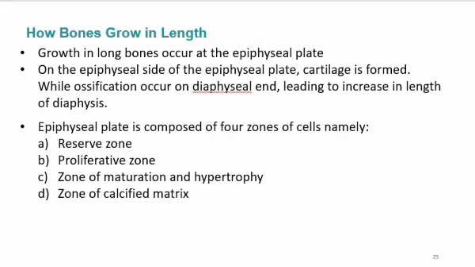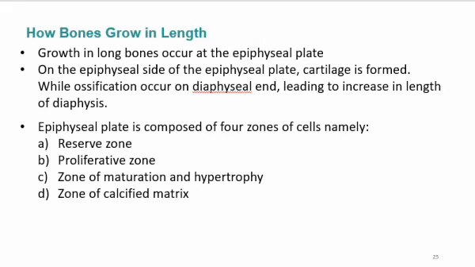So how do bones grow in length? Now, bones basically grow in specific regions. Earlier we looked at the structure of the long bone. We saw the long bone has the epiphysis, the metaphysis, and the diaphysis. Bone growth takes place within the epiphyseal plate, which is found just between the epiphysis and the metaphysis. Now, there are specific regions within the epiphyseal plate where bone growth takes place.